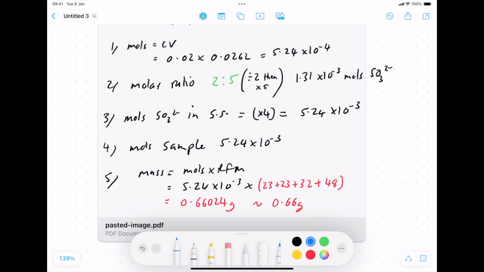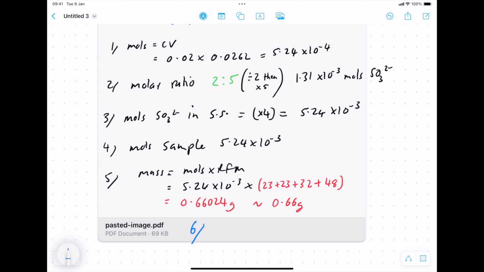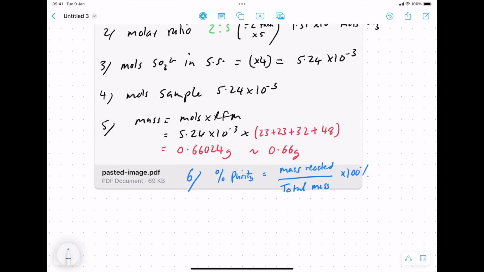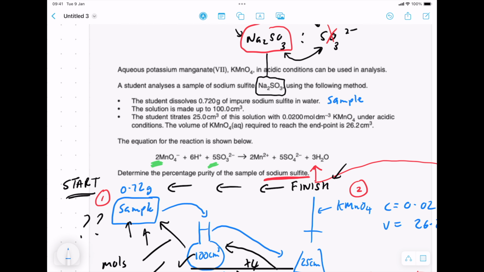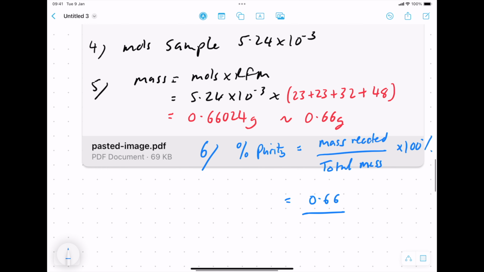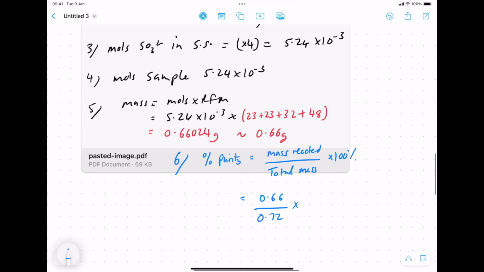Number 6, I'll do this in blue, is the last point. We have to determine the percentage purity. So the percentage purity, this is the easy bit, the last bit, is the mass reacted divided by the total mass times 100%. So the mass that's reacted, which we just determined, is 0.66. The total mass of the sample was given to us as 0.72, which is that there. So now we do 0.66 divided by 0.72 times 100, and this gives me an answer of, to 2 significant figures, about 92%.